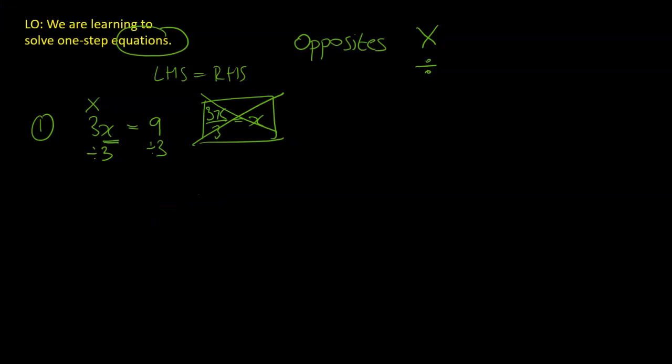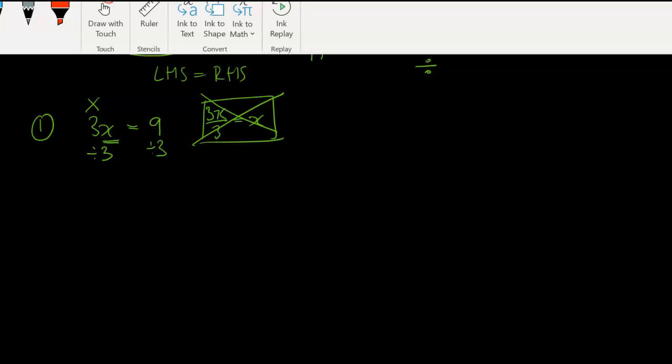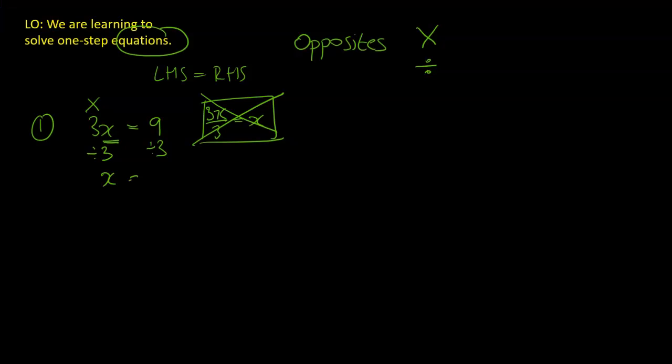So let's get rid of that. So that there becomes x. And then we've got 9 divided by 3, which leaves us with 3. And that's algebraically how we would get the right answer to that.